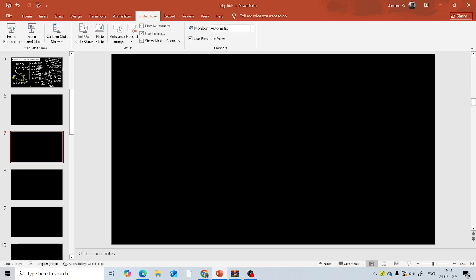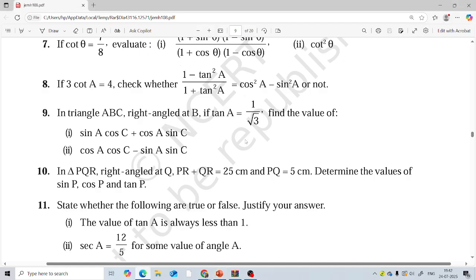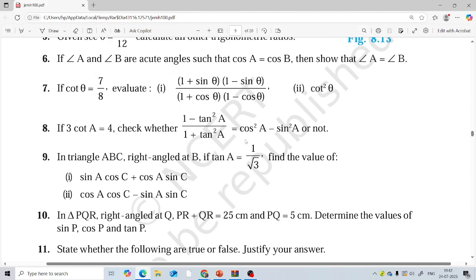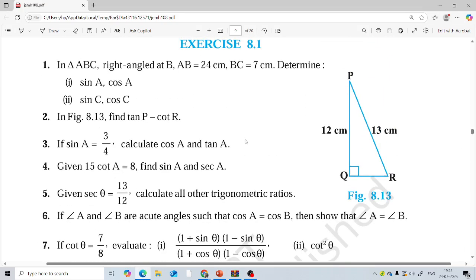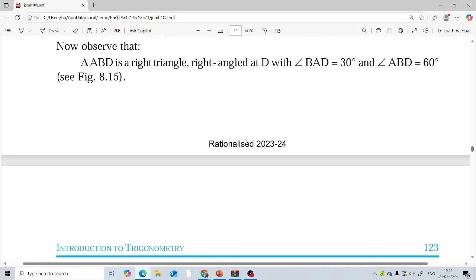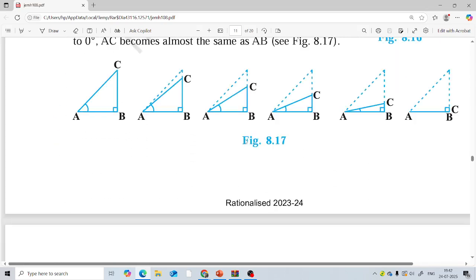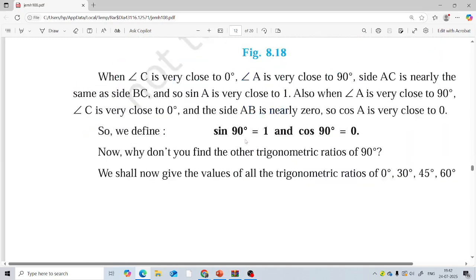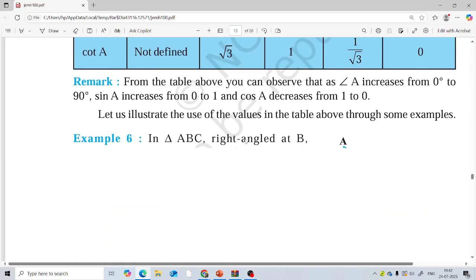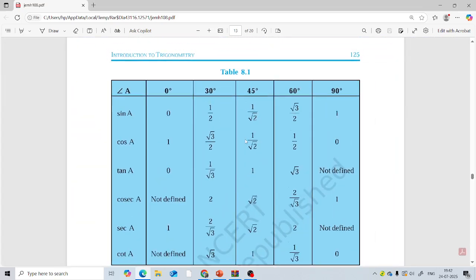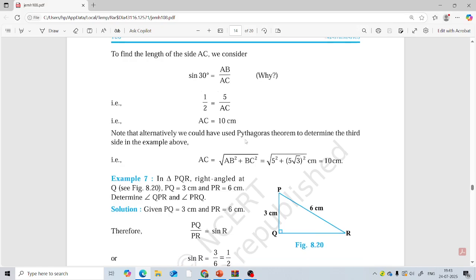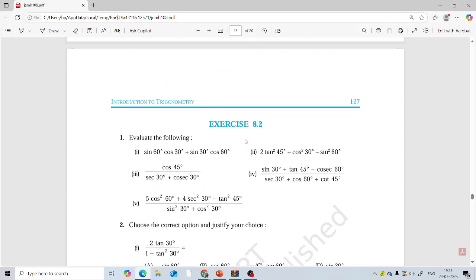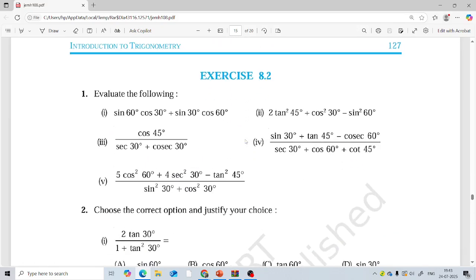I am discussing the selected problem from the textbook. I have a plan to discuss the previous year question also. Let me discuss the selected problem from the textbook. This table is given in the textbook. Only sin, cos, tan you need to memorize.